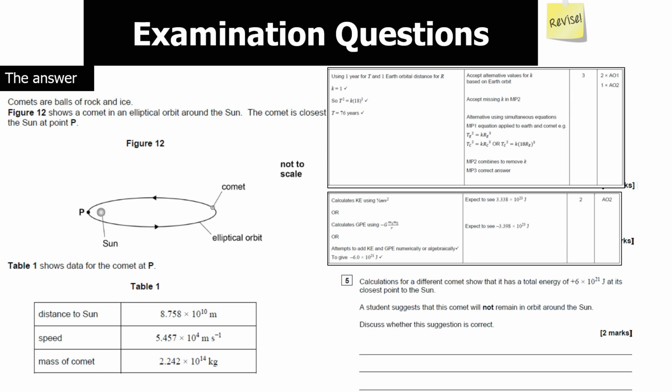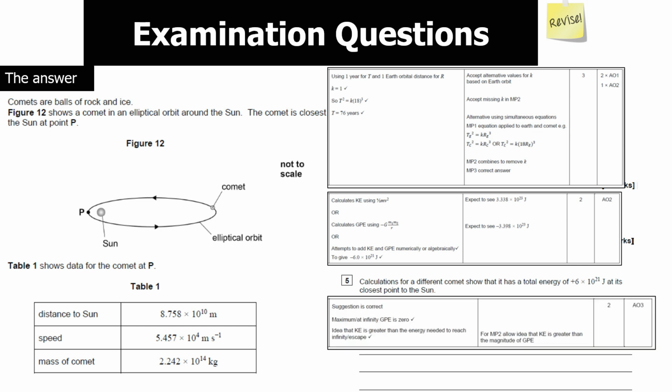Now, the next question is going to indicate that the comet will not remain in orbit around the sun. Why is that? Well, like we said before, we always have gravitational potential energy as a negative value. The reason is that we say the gravitational potential energy at infinity, which is outside of the gravitational field, anywhere outside the field, is equal to 0. So this is telling us that for gravitational potential energy outside the field, it has to be at 0.